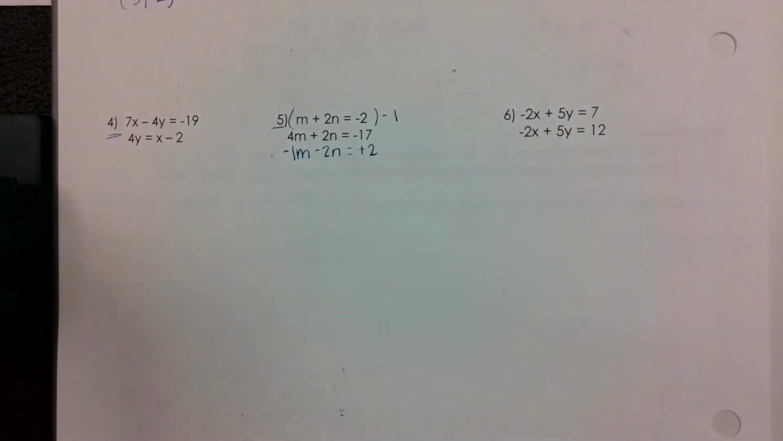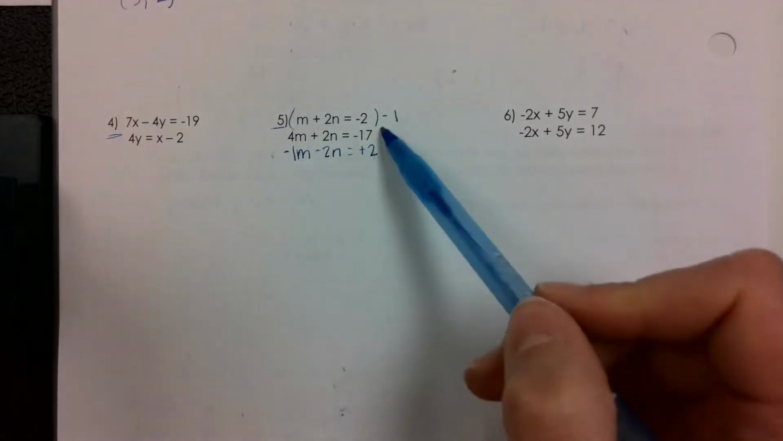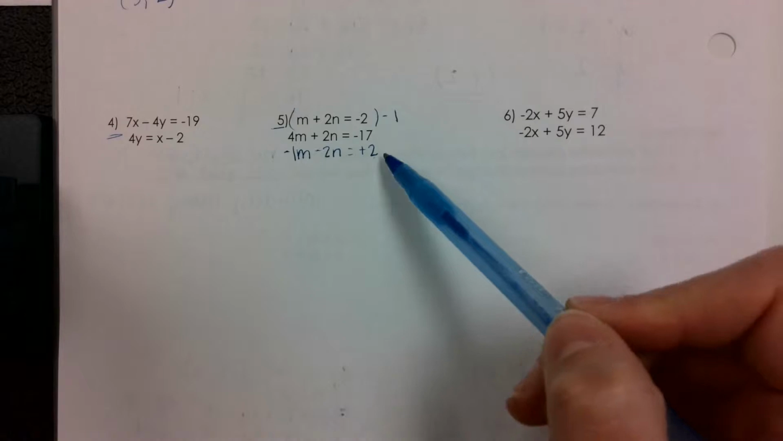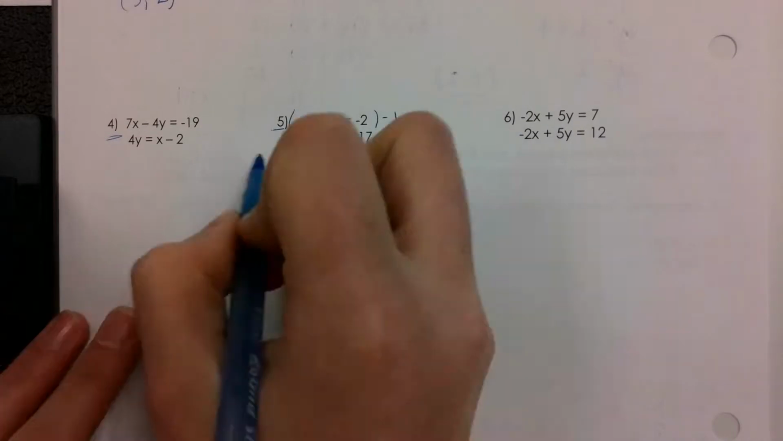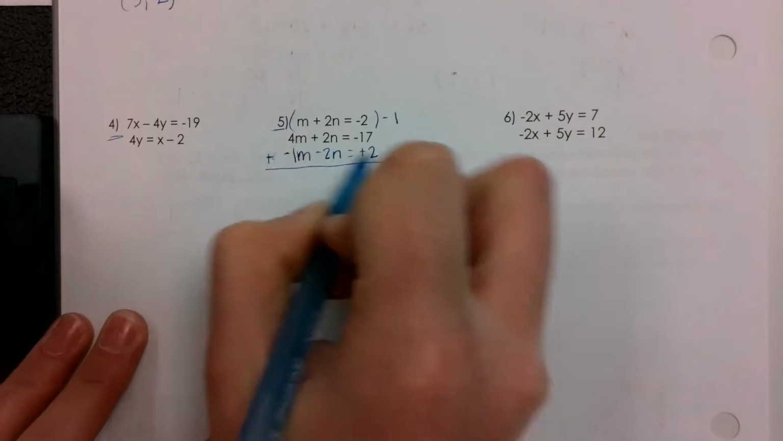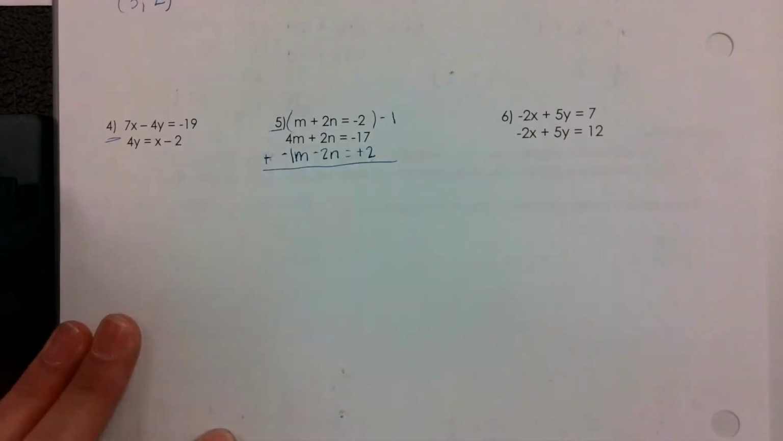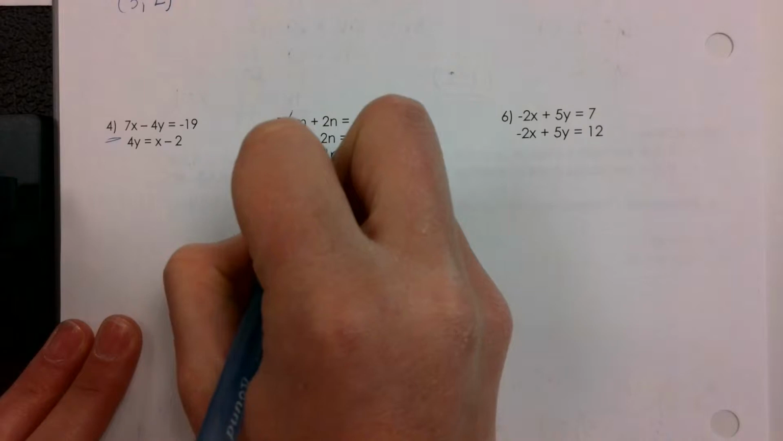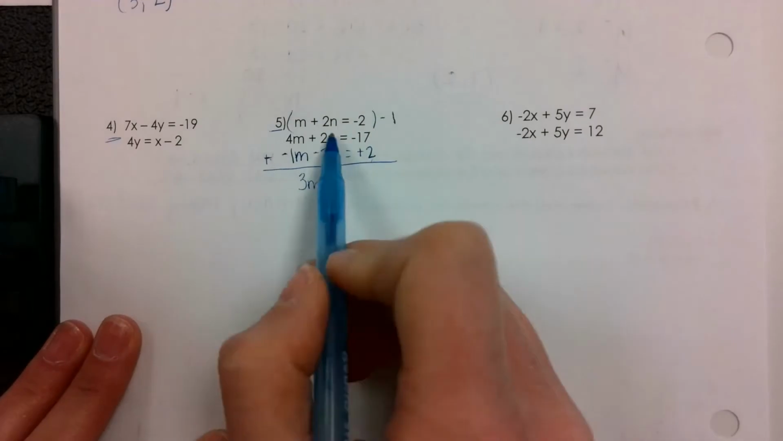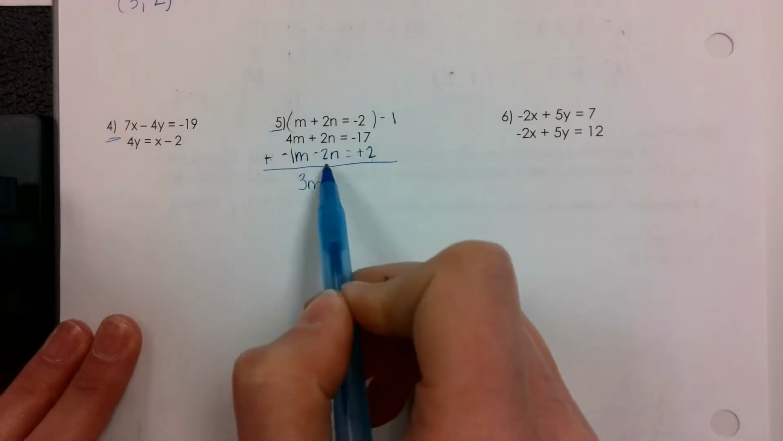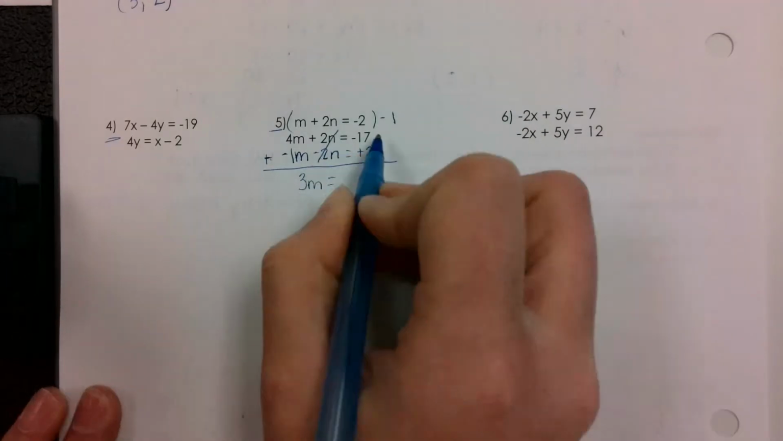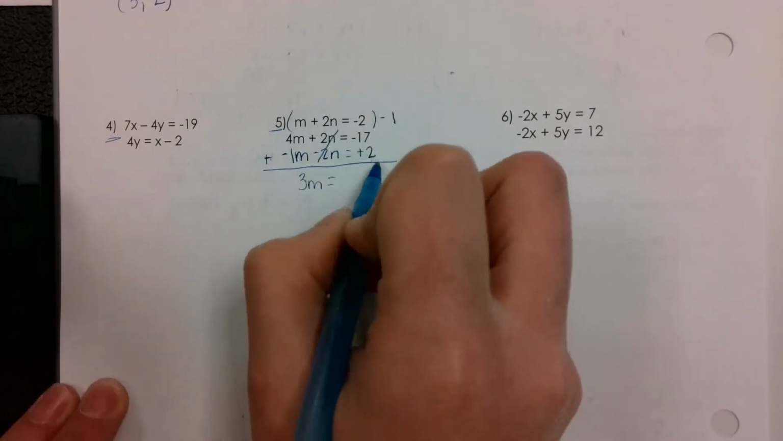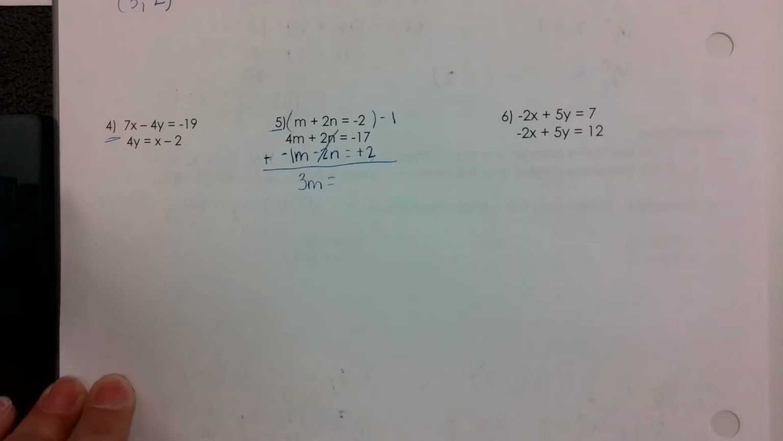So now if we look at our new equation and the other equation we have here, we can add those together and something's going to cancel, right? So let's add these equations together. What is 4m minus 1m? 3m. What is 2n minus 2n? Cancels out or eliminates. And then we've got negative 17 plus 2. What's that? Negative 15.